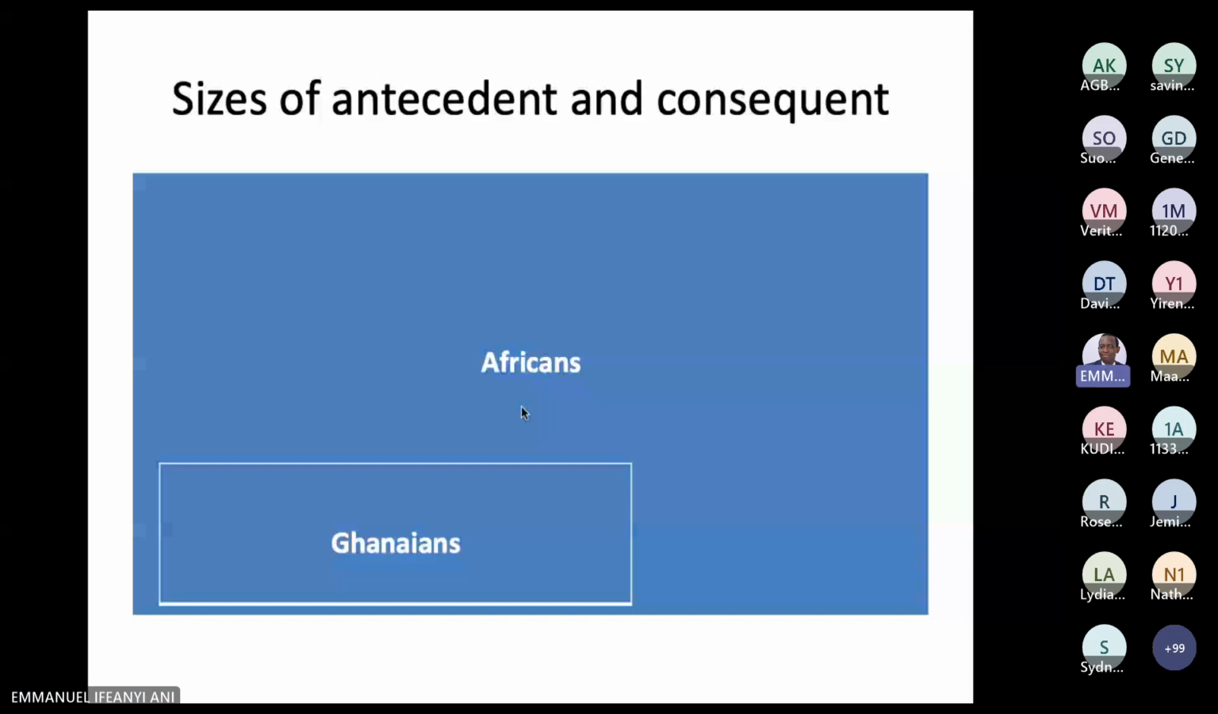You can see how it works. If you say Peter is a Ghanaian, therefore Peter is an African, it's valid. But if you say Peter is not a Ghanaian, therefore he's not an African, it's invalid. That's why the deductive rule says you only reach a valid conclusion by affirming the antecedent. If you deny the antecedent, you will not reach a valid conclusion.